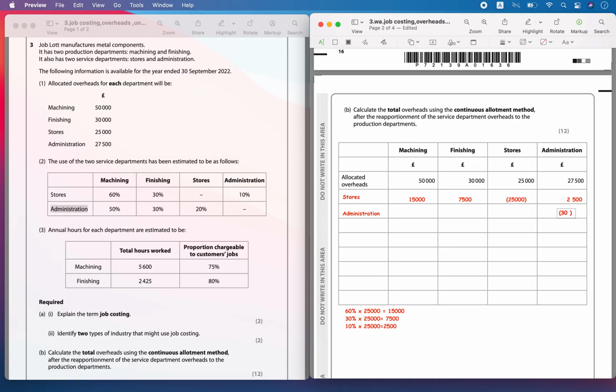Now I will have to remove this 30,000 and split it among machining, finishing and stores in the ratio of 50, 30 and 20. So 50% of 30,000 is equal to 15,000.